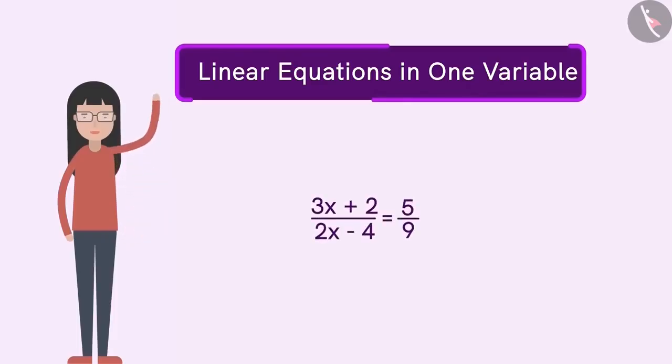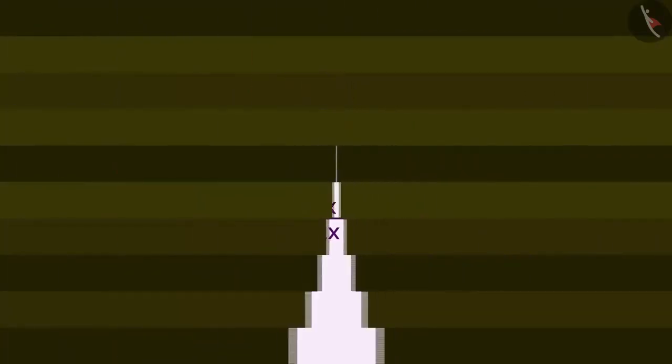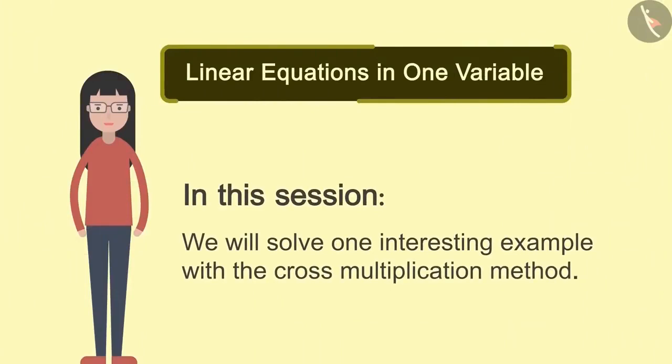In the last session, we studied how a simple method of cross multiplication can help to solve the complex linear equations in one variable. Friends, in this session, let us understand this method better with the help of an interesting example.